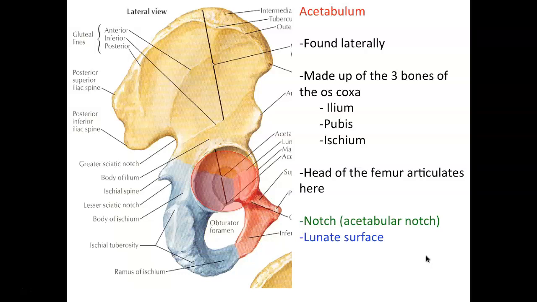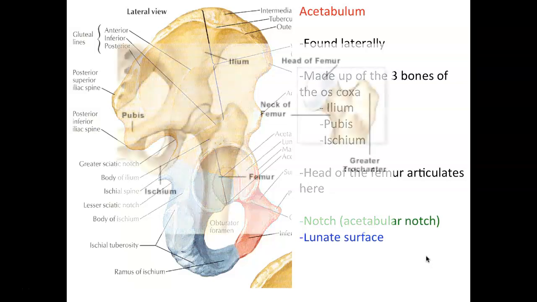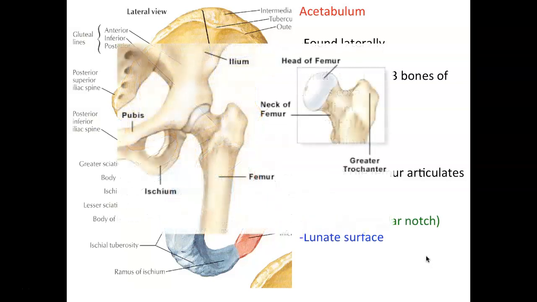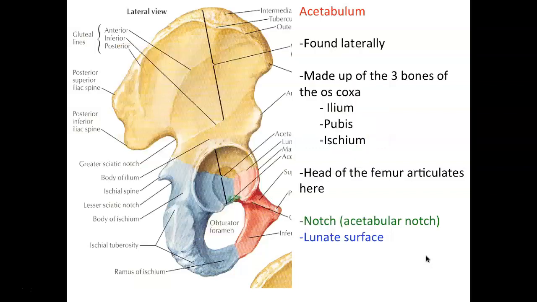So we find this on the lateral surface only. It is made up of those three bones, and they fuse together between the ages of 18 to 21. And like I said, the head of the femur is going to articulate here. Now there are two different parts to the acetabulum. There's our view of the head of the femur articulating with the acetabulum. This opening portion here is known as the acetabular notch. And then the moon-like surface is going to be known as the lunate surface.